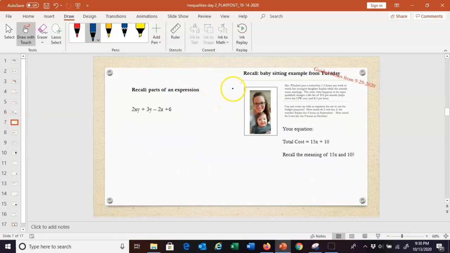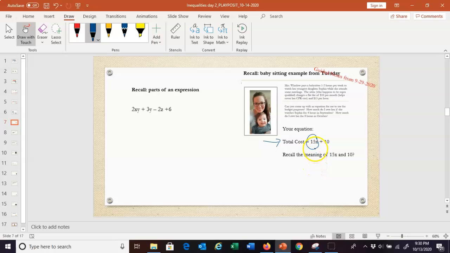All right, so I wanted to know if you guys recalled this question that we did in one of our play posits. I think it was about 2 weeks ago. And we created a cost equation for my babysitting for my daughter, Sophia. She's so sweet. This was our cost equation right here. Recall the meaning. What does the 15 stand for?